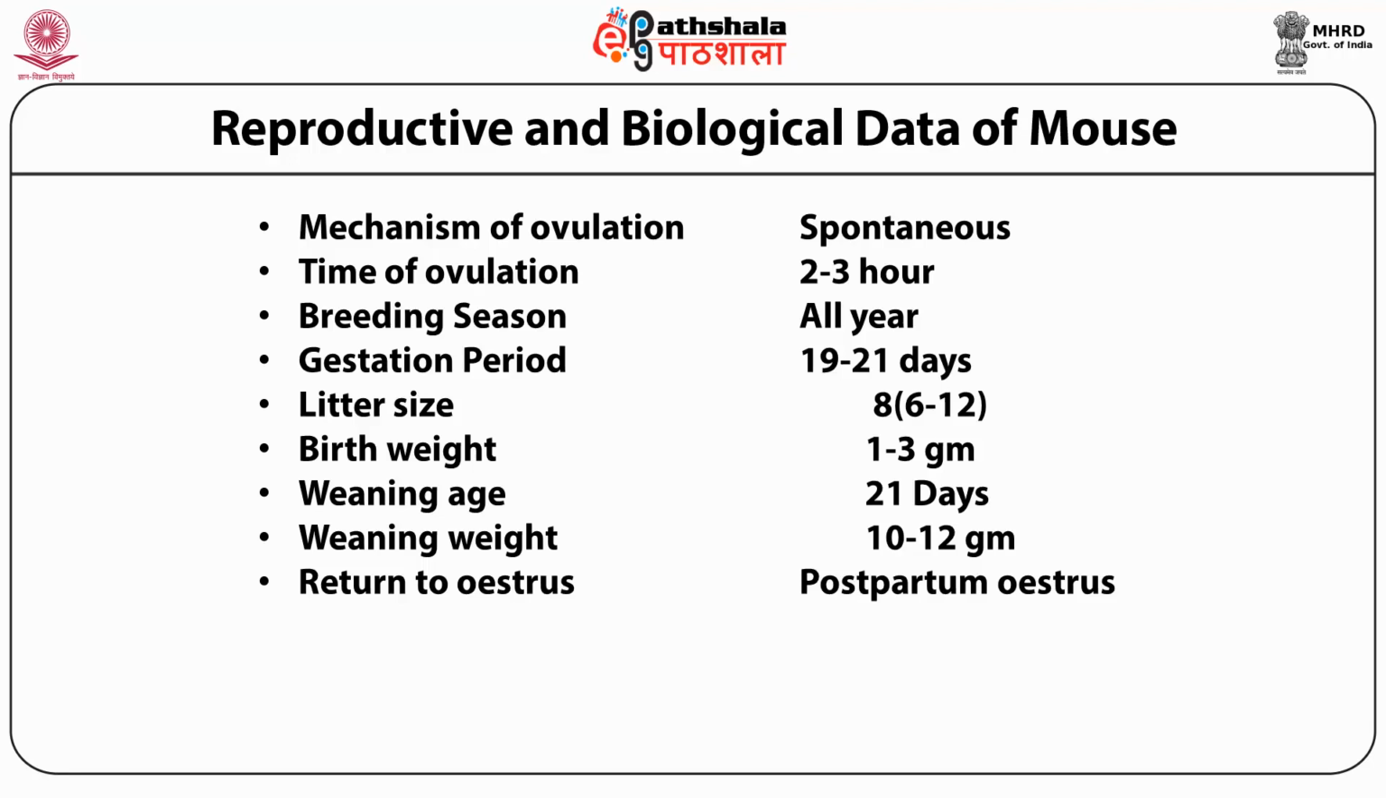And the weaning weight, that is after separation, the pups' weight will be 10 to 12 grams. After delivery, usually the mouse will come to estrus immediately, rather than taking a prolonged time to come into estrus as in other mammals.